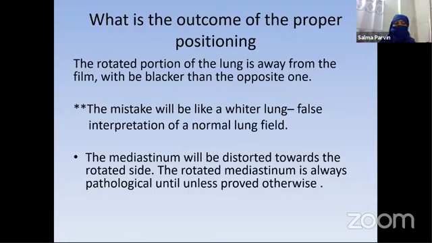How is it done? Whenever you stand for a PA film, you need to be pressed against the film-containing cassette. If there is any disparity of either half of the body being pressed over the cassette, that is called rotation of the patient. We say that the patient is rotated to the left or to the right. What happens with this rotation, and how can we come to know that the patient has got rotation?